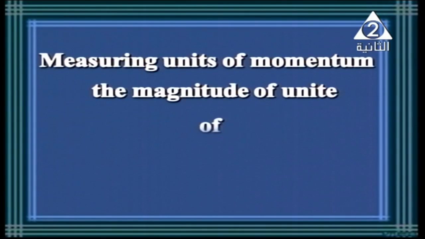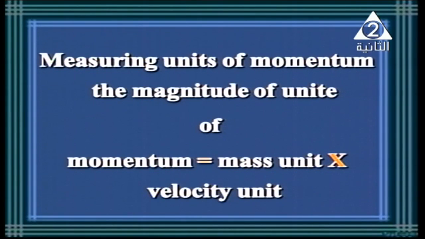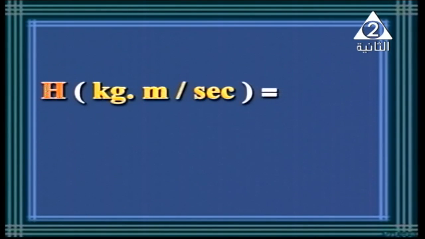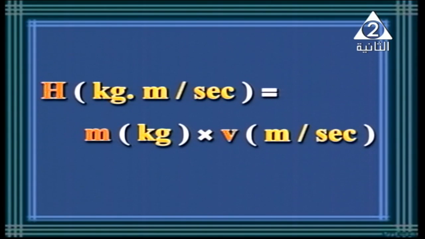Measuring units of momentum: the unit of the magnitude of momentum equals the mass unit times the velocity unit. Therefore, the unit of H is kilogram meter per second. Why? Because the mass unit is kilogram, but the unit of the velocity is meter per second. Then what is the unit of momentum? Kilogram meter per second, because momentum is the product of mass and velocity.